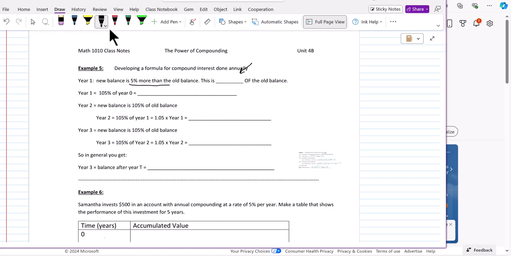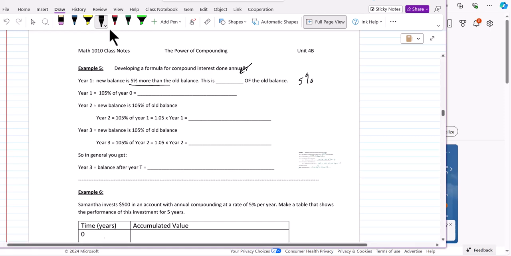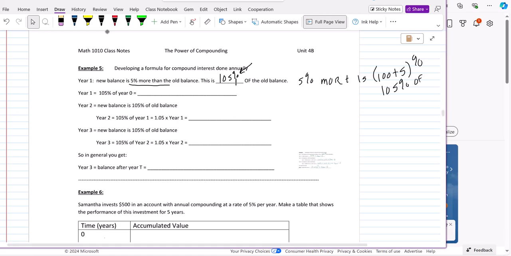Okay, the computation for 5% more than is 100 plus 5%, or 105%. There were a couple of questions on your test that were asking that, okay? So this means that this is 105% of the old balance, okay? So what I'm going to do is show you how we can get a compound interest formula out of this. I'm going to try to show you where the formula comes from.